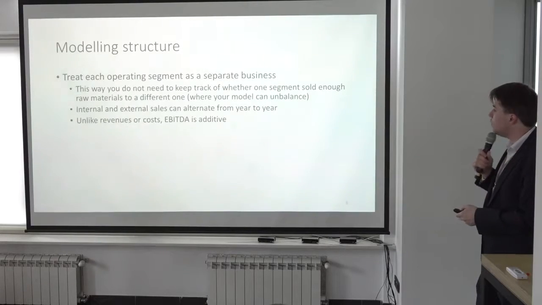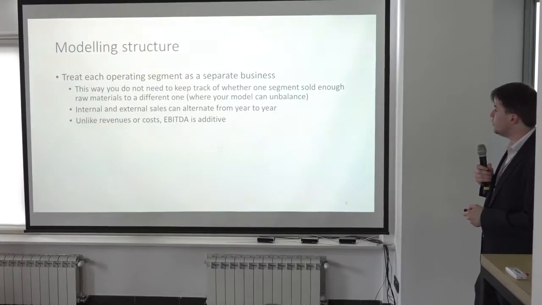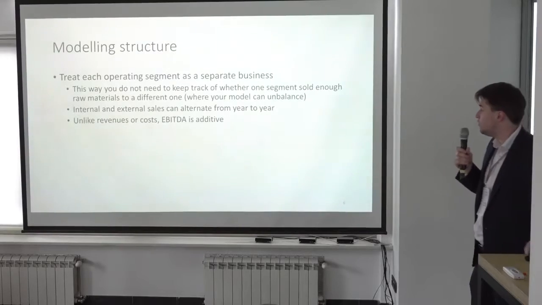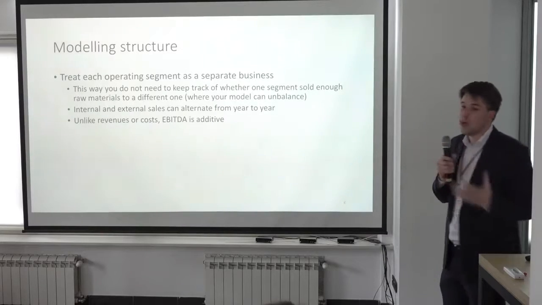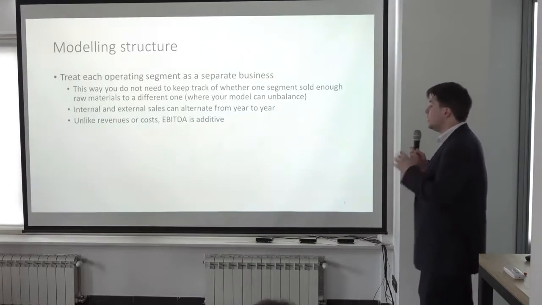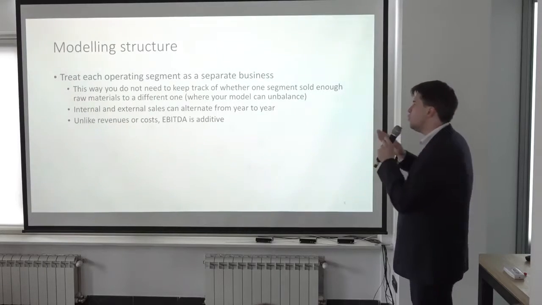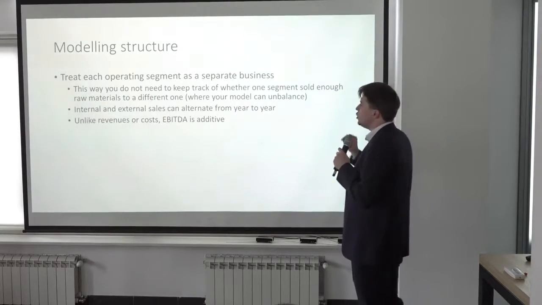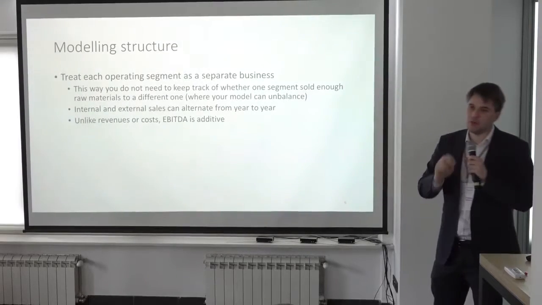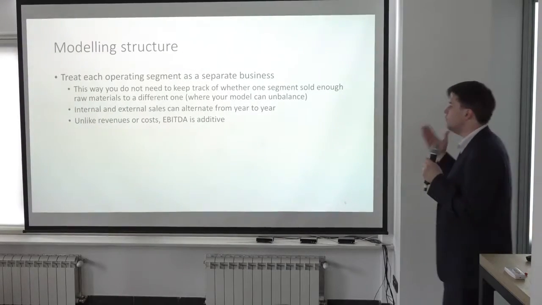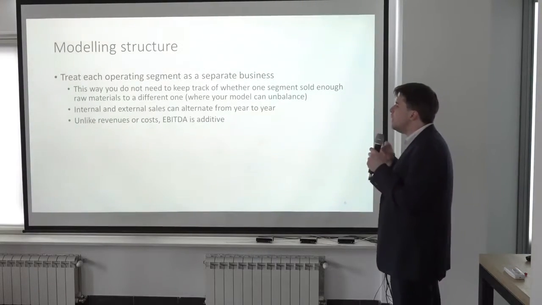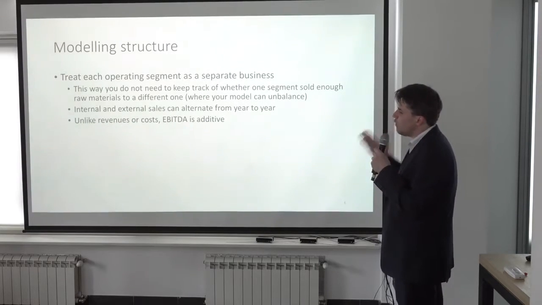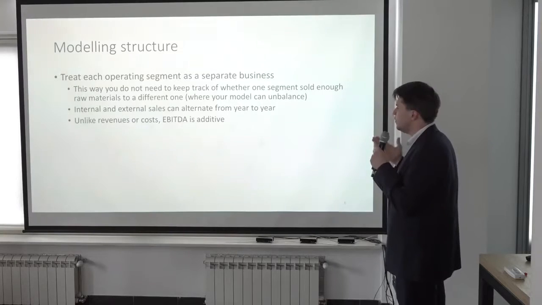And so I would advise, and this is pretty much what I've been talking about, to treat each operating segment as a separate business. You don't have to keep track of whether one segment sold enough items to the other segment, or what the interactions are. Just forget all that and model them. If you're building a full financial model and you want to make sure your revenues are matching, your EBITDA is going to match, but you can put in assumptions of how much revenue is going to be external and how much is going to be internal. But that's not that important, because for the value of a company, what you really care about is profits, and profits stay the same.